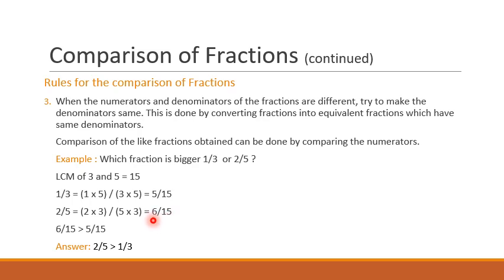Now let's compare these. You can see the denominators are the same, so we'll compare only the numerators. 6 is greater than 5. That means 6 by 15 is greater than 5 by 15. Now 6 by 15 is the equivalent fraction of 2 by 5. So my final answer is 2 by 5 is greater than 1 by 3.